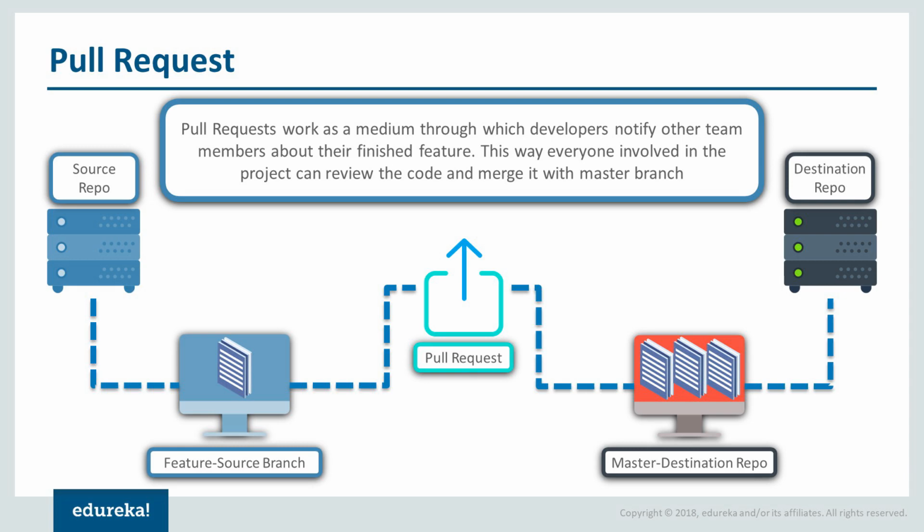We do a pull request, and this is our destination repository, the master destination repository. This is the branch name, the master branch name. So how it will work is that if someone has added something in the destination repository, then I can pull it onto my local repository.